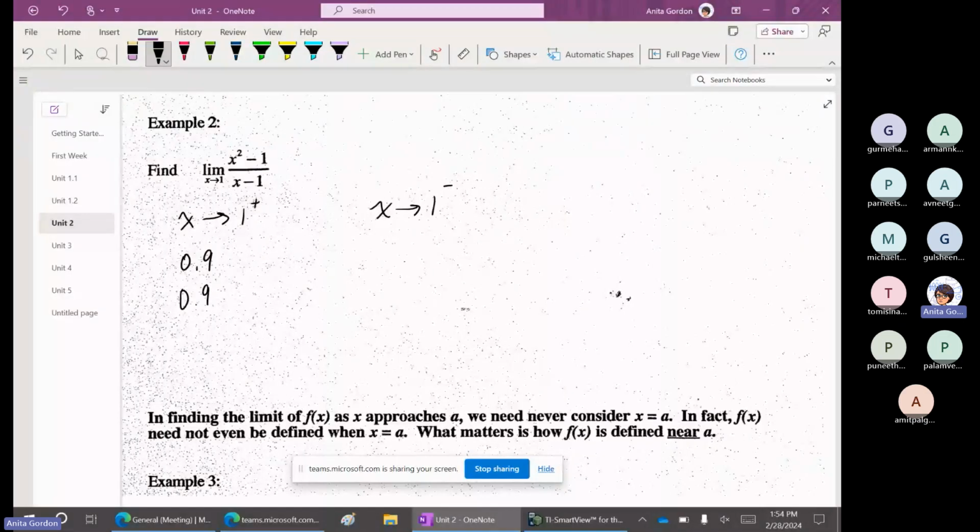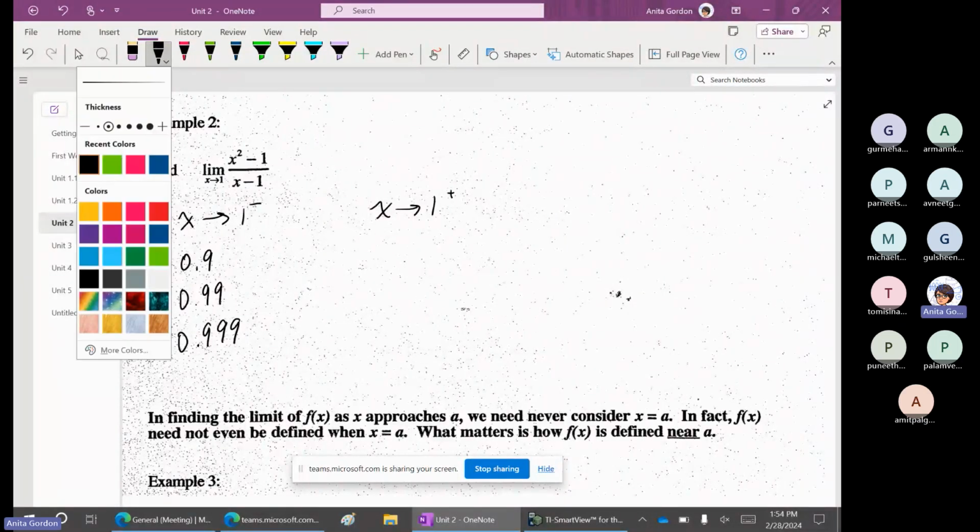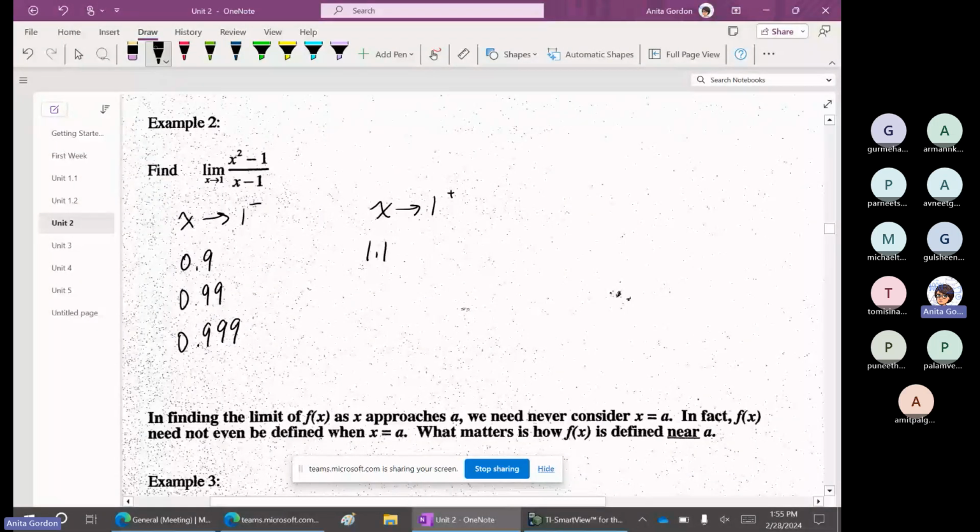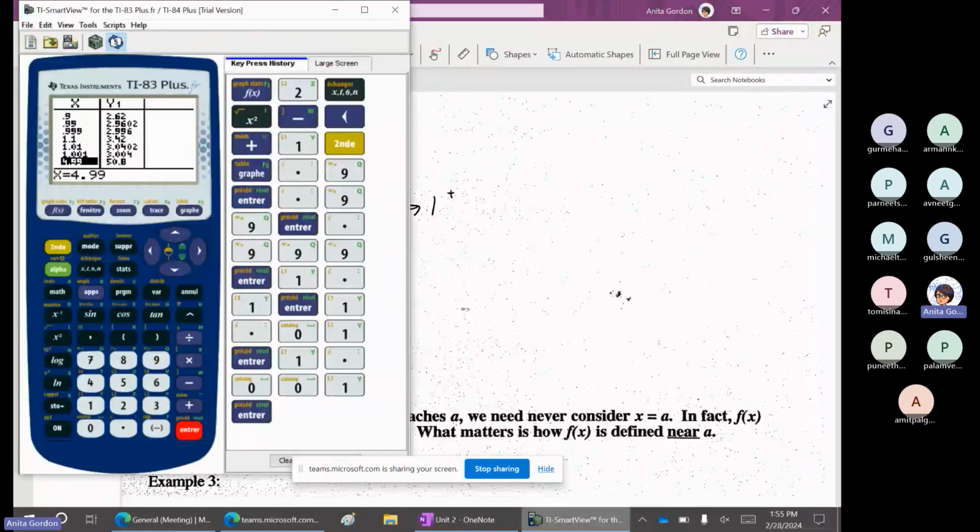0.9, 0.99, 0.999. Oops, I put these guys in the wrong spot. So this is less than 1 and this is greater than 1. Okay, for greater than 1, we'll say 1.1, 1.01, 1.001. Again, I'm going to use my nifty-galifty calculator.